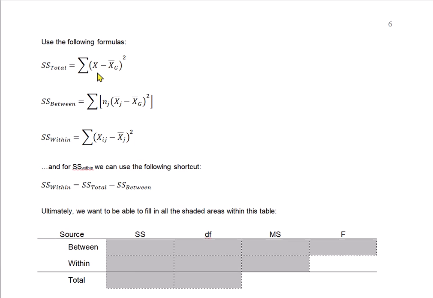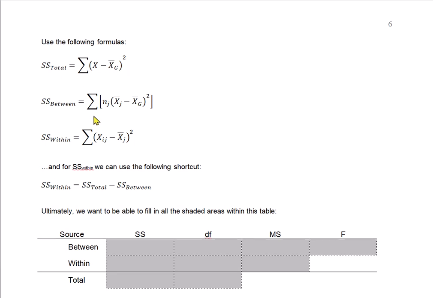So if we had 4 groups with 3 people in each group, that would be a total of 12 participants. And the total sum of squares would be every one of those 12 scores minus the grand mean, which is the mean of all 12 of those people. And then you square each of those scores individually. After you've squared all those deviation scores, you add them up. And then you have the total sum of the square deviations, or total sum of squares.